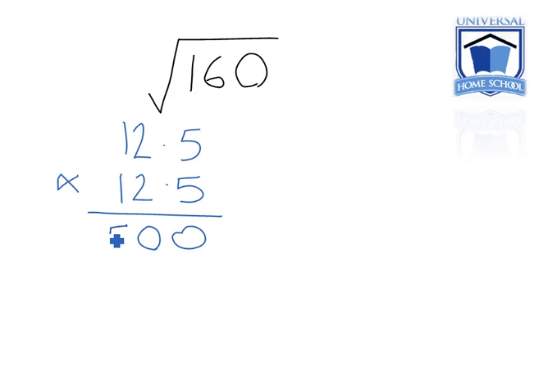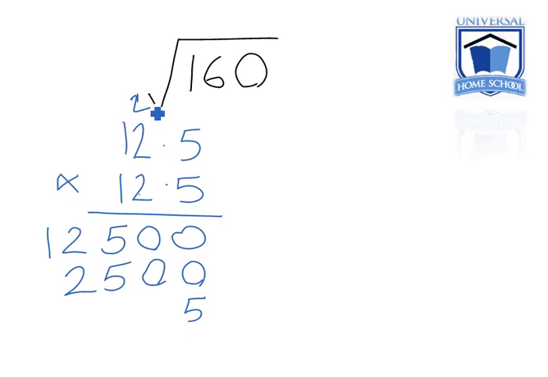1 times 5 is 5. 1 times 2 is 2. 1 times 1 is 1. Put 1 0 down because we're multiplying by the 2. 2 times 5 is 10. Carry the 1. 2 times 2 is 4. Add the 1 is 5. 2 times 1 is 2. Multiply by the 5 now. 5 times 5 is 25. Carry the 2. 5 times 2 is 10. Add the 2 is 12. Carry the 1. 5 times 1 is 5. Add the 1 is 6. Let's add that.